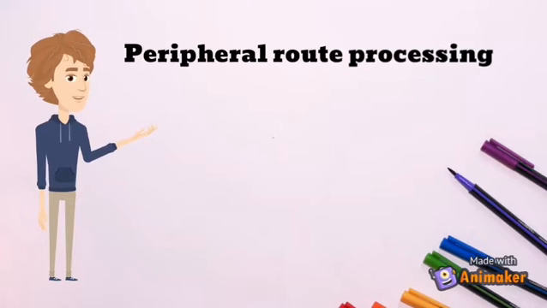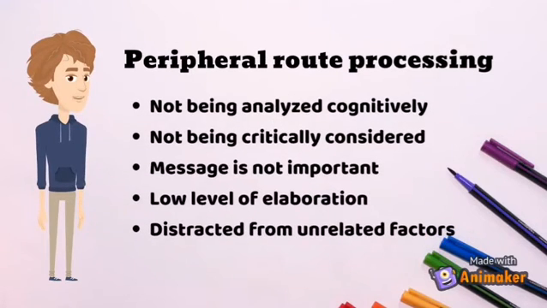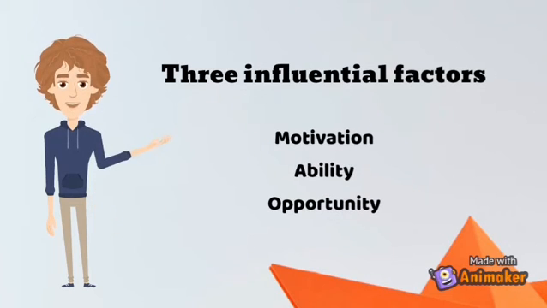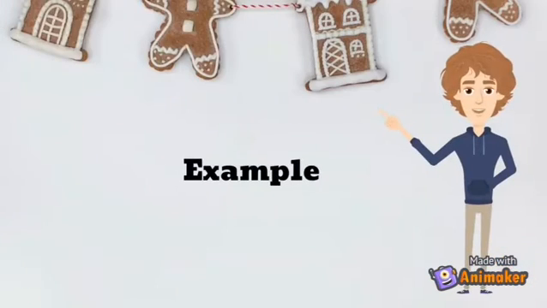For peripheral route processing, the messages that have been conveyed are not analyzed cognitively or critically considered by the receivers because they do not care about the content of the message, and this causes low elaboration, low engagement, and low motivation. Hence, the audience does not know whether to agree or disagree with the message given. As a result, they might be distracted by other unrelated factors such as the source's credibility, packaging materials, or celebrity endorsement to make the decision. Besides, there are three influential factors that determine the processing route of a person: motivation, ability, and opportunity. Let's go to the examples.